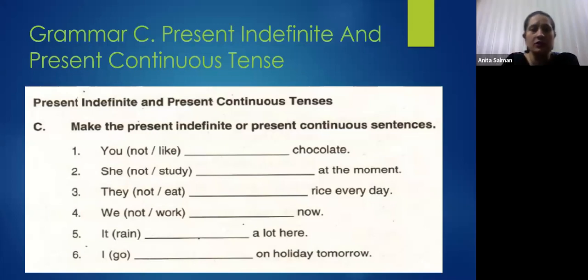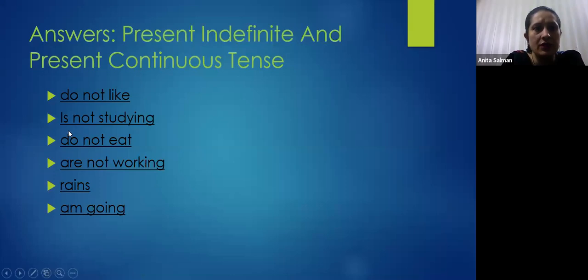Okay, beta, very good. Is it clear? If it is clear, give me thumbs up, right? And if you have missed any point, I have written the answer. Okay. Most of the students, rather all the students, it is clear. Okay, these are the answers. If you have missed any point, you can see: do not like, is not studying, do not eat, are not working, rains, am going. Right? These were the answers of your exercise.